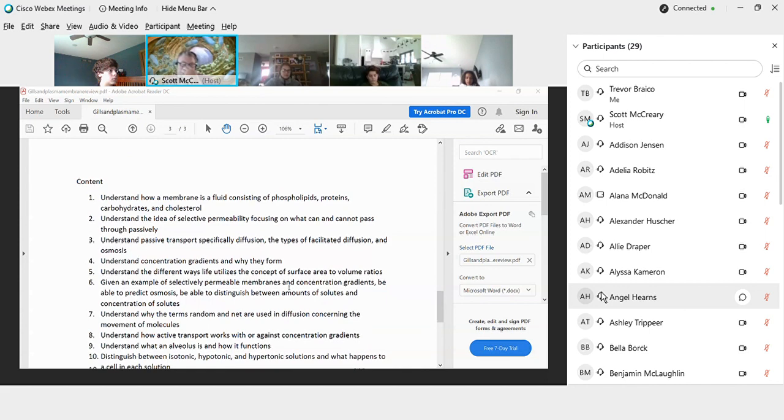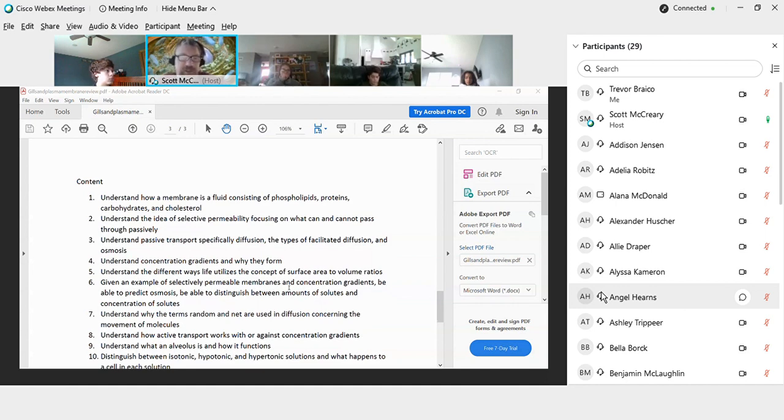Okay. So we're gonna go step by step. Make sure we understand this. Understand how a membrane is fluid. Notice I've mentioned that fluid part 3 times, so it must be important. Consisting of phospholipids, proteins, carbs, and cholesterol. You have to understand the idea of selective permeability. It's kind of like a bouncer in front of an establishment. They let some people in, they don't let everyone in. The molecules they don't let in are large and charged particles. Everything else can go through.